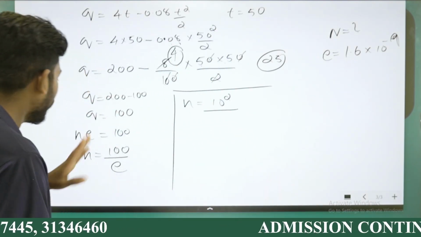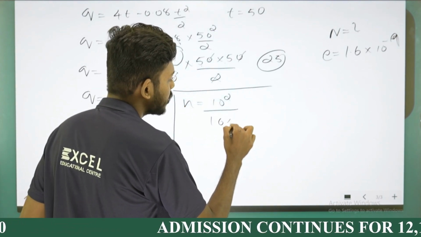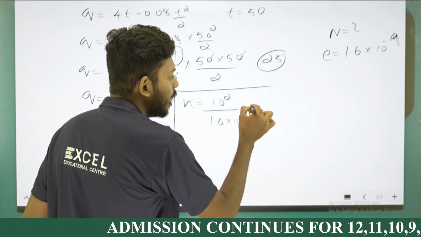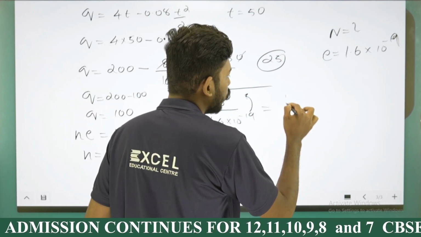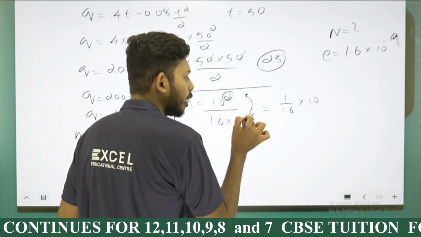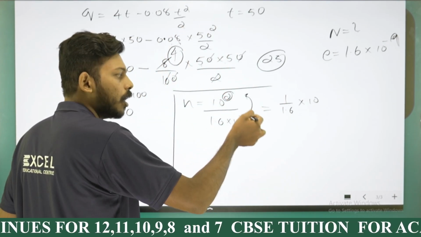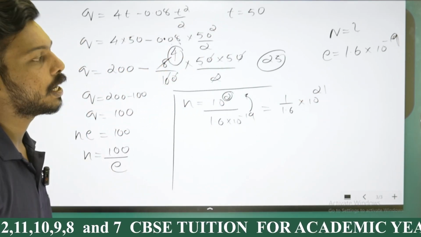So N is equal to 100 by e, that is 10 square divided by 1.6 into 10 raised to minus 19. Taking the denominator to the upper side, it will become 1 by 1.6 into 10 raised to, the 2 and minus 19 becomes plus. So 19 plus 2, the answer will be 1 by 1.6 into 10 raised to 21.